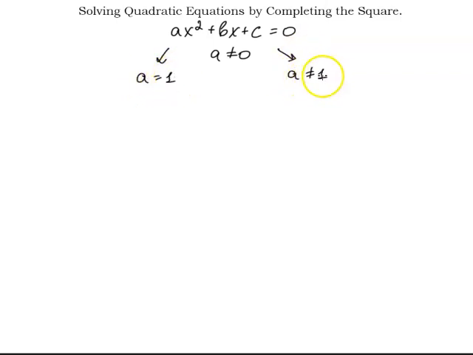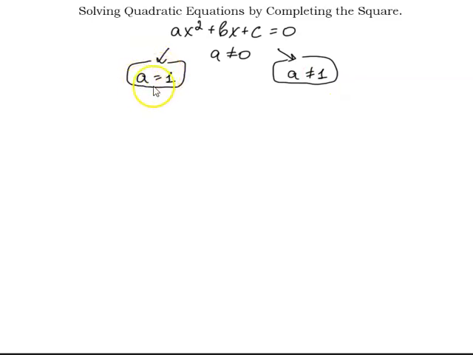Today I will go over solving quadratic equations by completing the square. A quadratic equation has the standard form ax squared plus bx plus c equals 0. Remember that a, b, and c are coefficients and constants. The leading coefficient a cannot be 0, otherwise it will kill x squared and it won't be a quadratic equation anymore. There are two options for a that we will consider: a equals 1 and a is not 1.